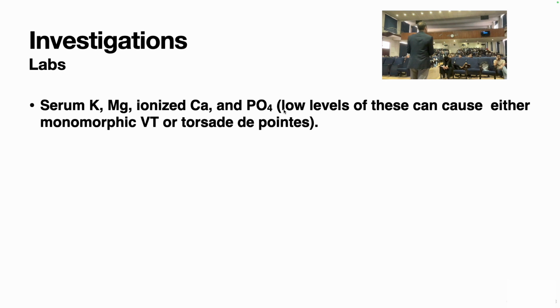Now, what is torsade de pointes? What does it mean? Twisting of points across a baseline. So you may have upward and downward complexes, which may look like ventricular fibrillation.